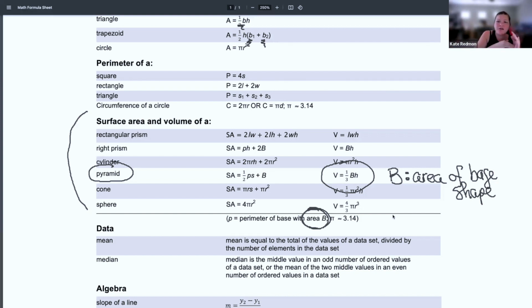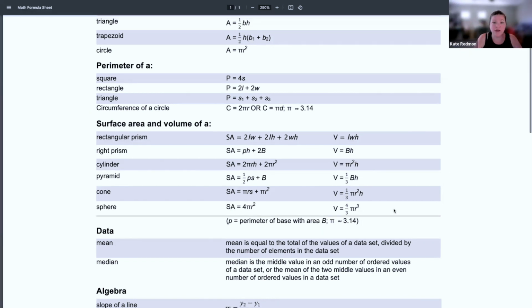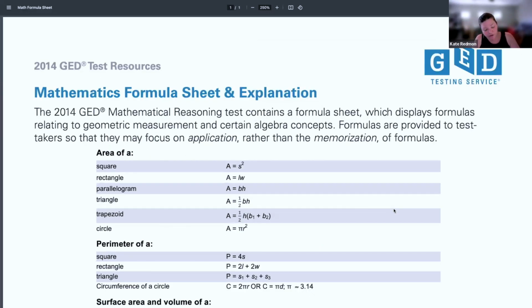Mason, what did we say our base shape was on this pyramid? When we turned it upside down, what was the shape? A square. So in order to do this, we don't need just this formula, V equals 1/3 BH. We also need the area of the square formula. And we see an area of a square formula is A is equal to S squared. That capital B is a signal that I have a 2-step problem.